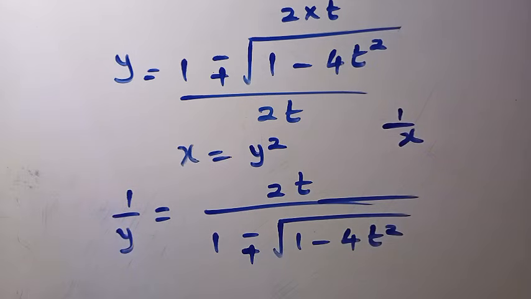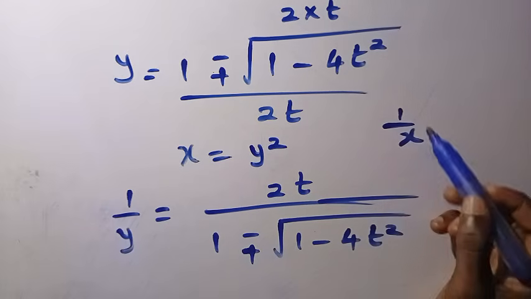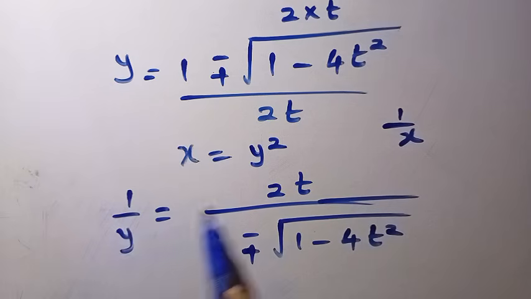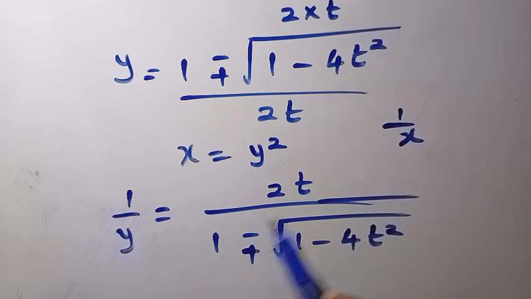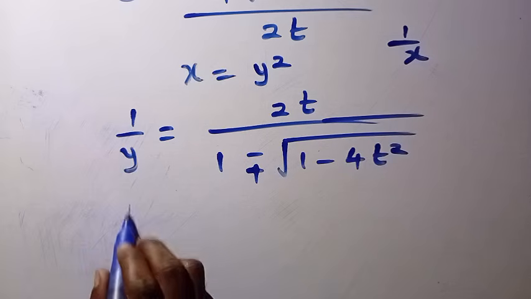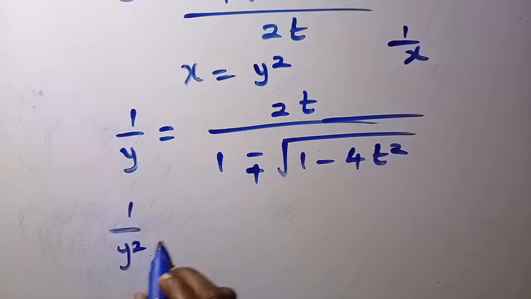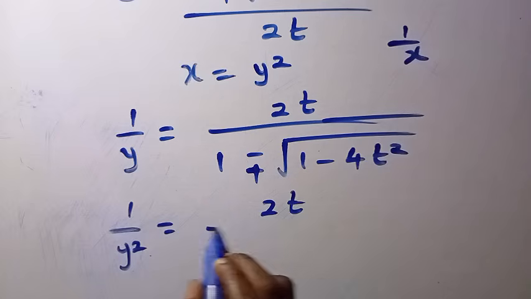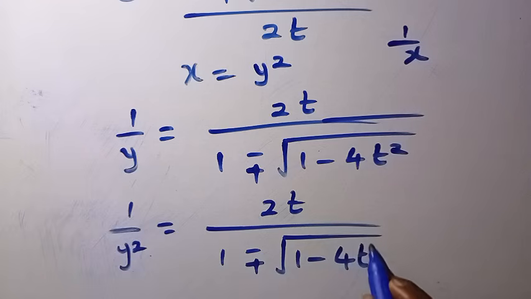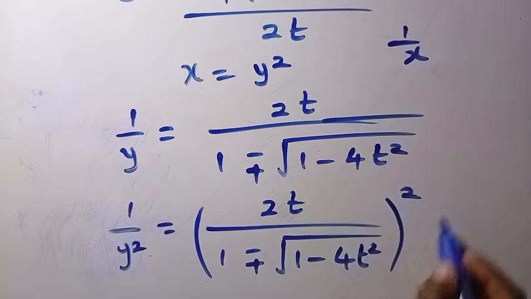And since this is cleared, we need y squared, right? So we need 1 over x, but this is y squared. So if we are to make this one to be 1 divided by x, it's not enough, we have to take the square of this first. So by taking the square of this, we are going to have 1 divided by y squared equals 2t divided by 1 minus plus square root 1 minus 4t squared, then all raised to the power of 2.